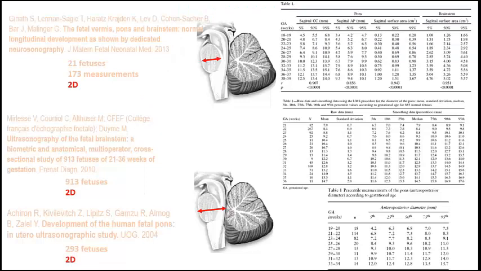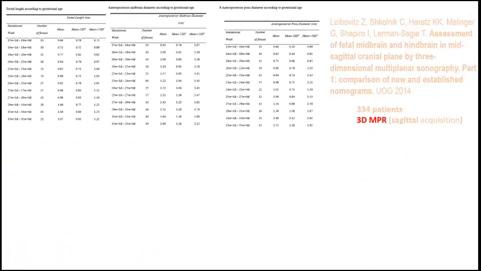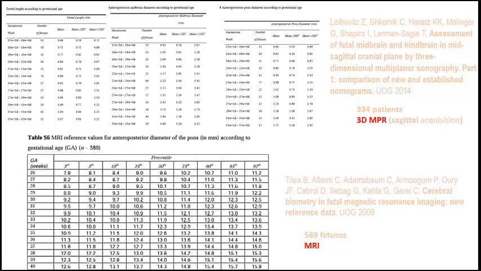Of course, there have been published reference charts for all these measurements, but we must be aware of the methodology used in these charts. In these three, they used conventional 2D, but with a different definition of the anteroposterior pons diameter. And this other chart was done using 3D multiplanar reconstruction, while this chart was based on MRI data. So once again, the same message: if you measure, you must follow the same methodology used in the reference chart that you are going to use.